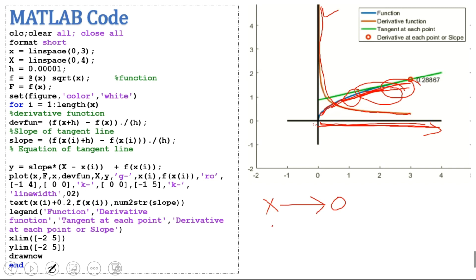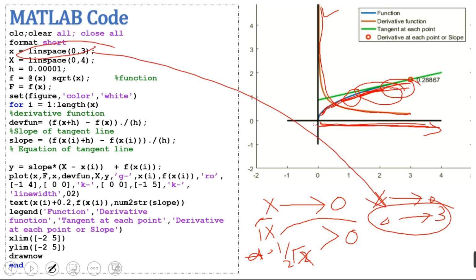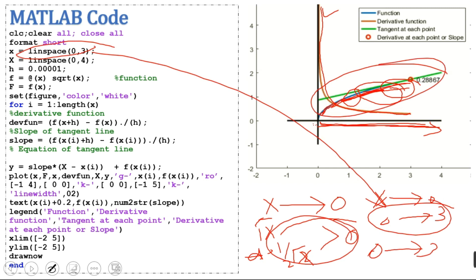As x is increasing, the function is increasing, and the derivative of the function, that is 1 divided by 2 square root of x, is positive for all values of x. As x is increasing from 0 to 3, we have used the limit 0 to 3 as our domain for x. The derivative is positive, and the slope of the tangent line is decreasing as x is increasing.